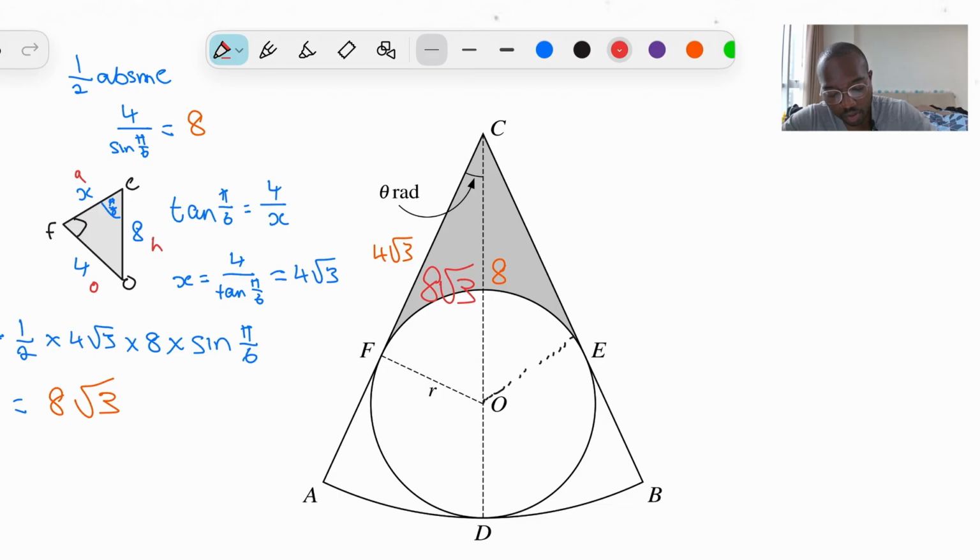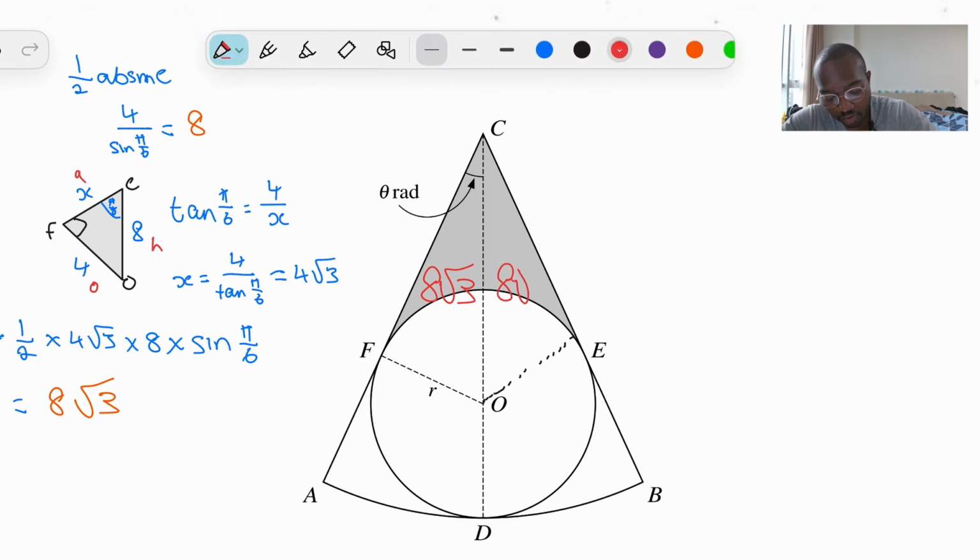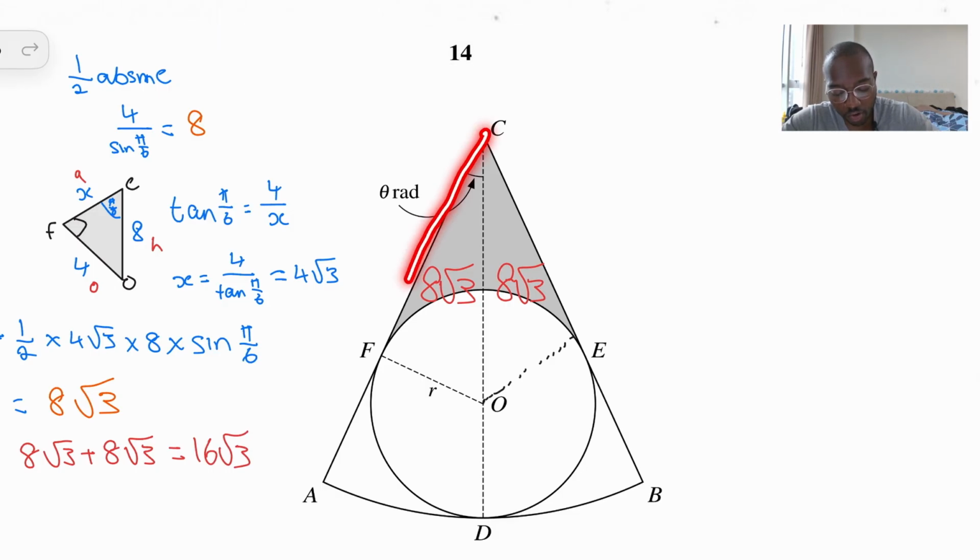And then, if I get rid of these lengths now, we also know that the area in this is also going to be 8 root 3. So it's 8 root 3 plus 8 root 3. We get the total of those areas as 16 root 3. So we now know that the area of all of this is 16 root 3. Okay, now that we've worked that out, we know that's 16 root 3.